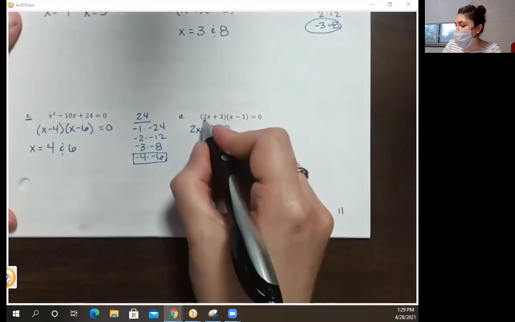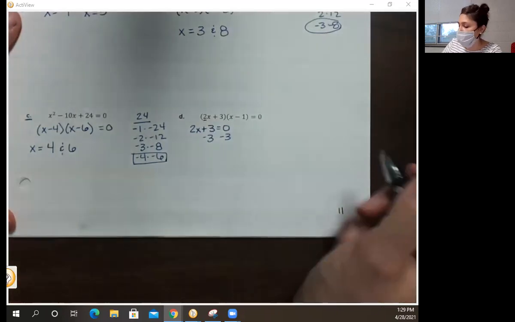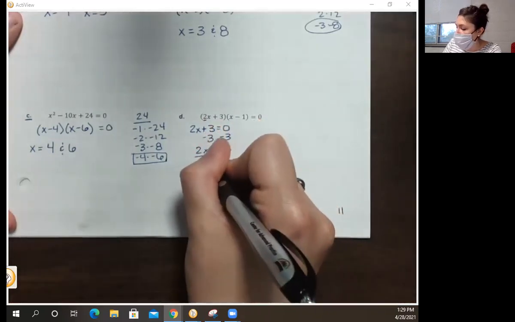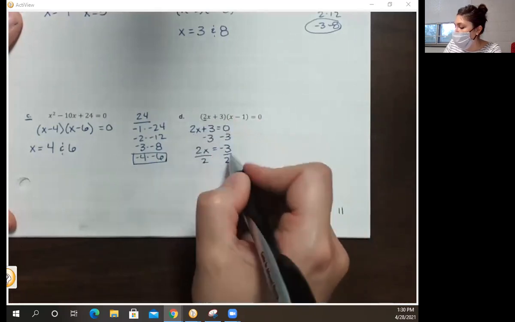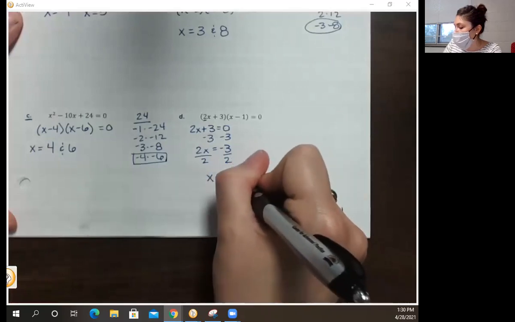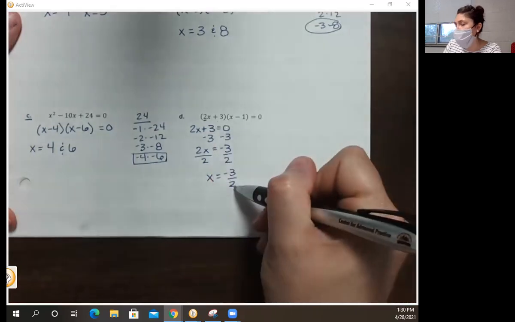Having a number in front of x, having a coefficient for x in a factor, does impact your x-intercepts and does impact your solution. So we need to make sure that we take that into consideration when we're giving our solutions. So I'm going to set it equal to 0, just that little factor, and solve for x. So we get a solution of negative 3 over 2. Not negative 3, negative 3 over 2.